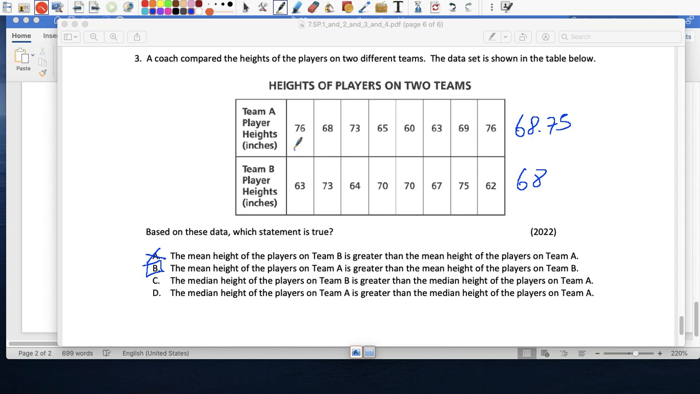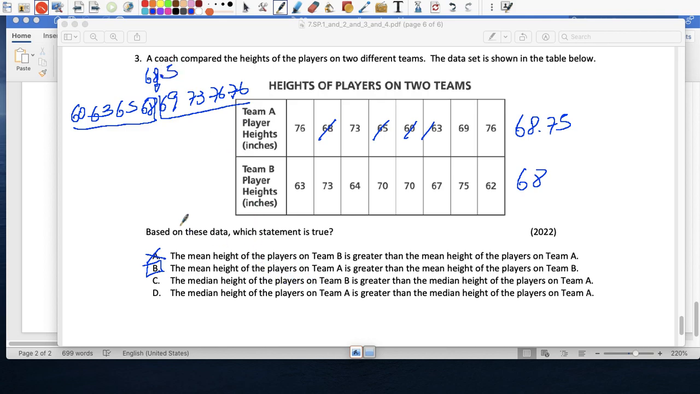Do we have to do the other ones? I guess for the sake of doing it. So let's put them in order. Team A, I'll do it over here. 60, 63, 65, 68, 69, 73, 76, 76. So the median is the number in the middle, so it would be right here between, so 68.5. What does it say?